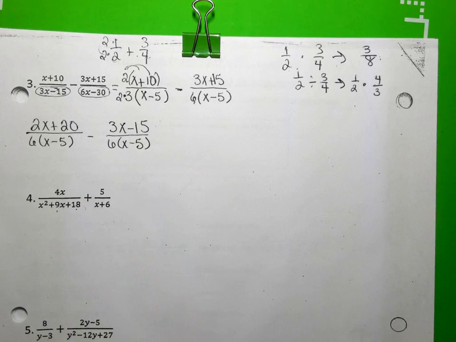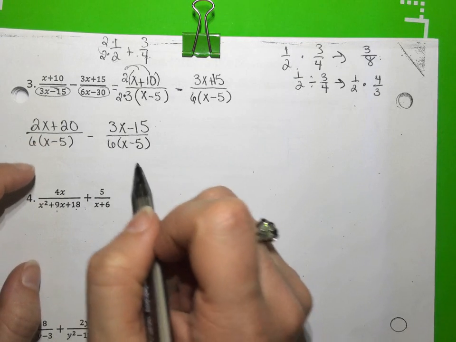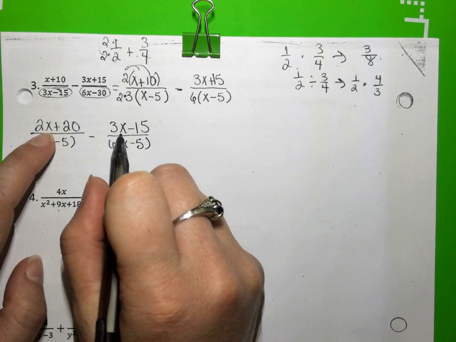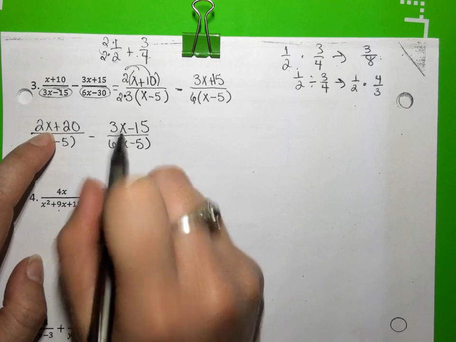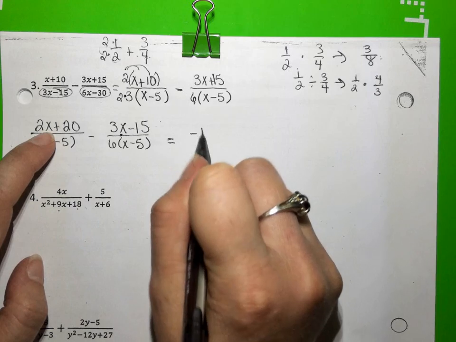Okay, now that the bottoms are exactly the same, what can you do to the numerators? Subtract. You can subtract them. So what am I going to subtract on the numerators? 2x minus 3x. 2 minus 3 is how much? Negative 1x.